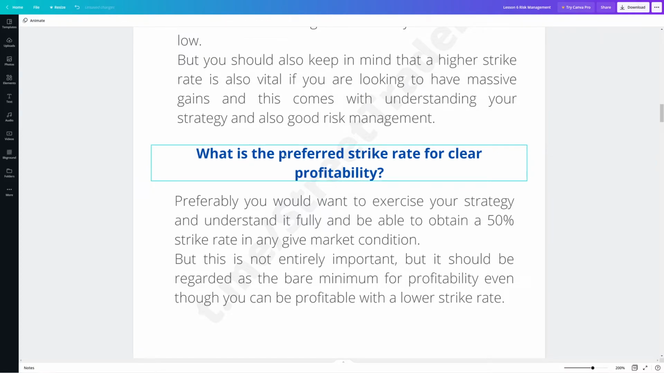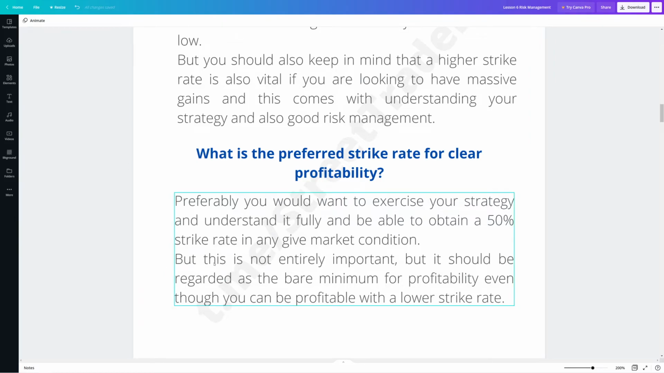So, what is the preferred strike rate for clear or significant profitability? Preferably, you would want to exercise your strategy and understand it fully to be able to obtain a 50% strike rate in any given market condition. So, you have to make sure that you backtest all the time. You have to understand your strategy. You have to understand your application of risk. You have to understand when not to trade and when to trade.